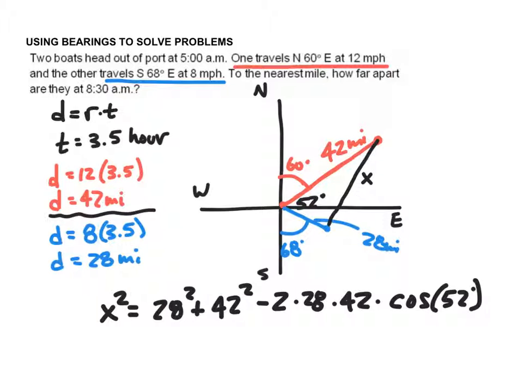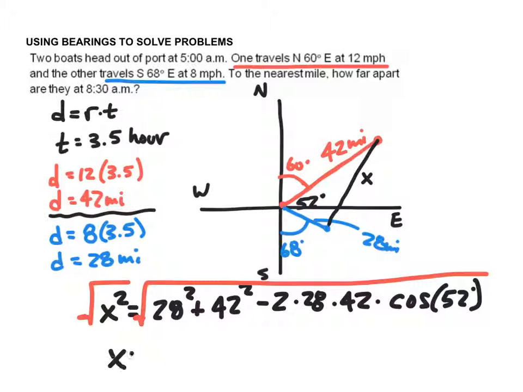We can call it whatever we want, as long as we're following: here's the third side of my triangle, here are my other two sides, 28 and 42. It doesn't matter what order they go in, as long as we have those values there. In order to solve for x, all we have to do is take the square root of both sides and plug that into our calculator. This is a calculator question. We get a value of 33.1. We want to round this to the nearest mile, so 33 miles.